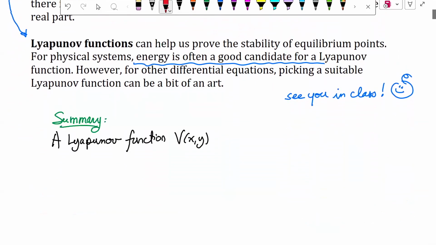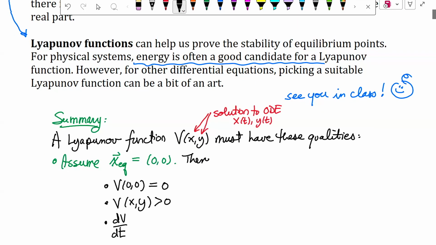Here's a bonus summary of the requirements for a function to be a Lyapunov function.